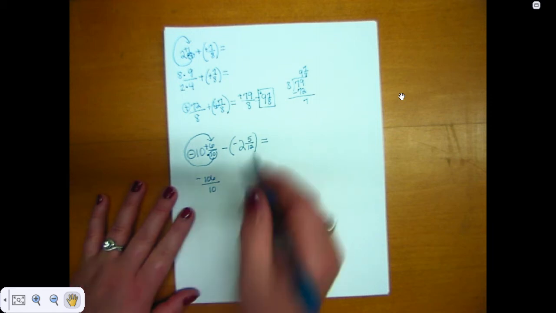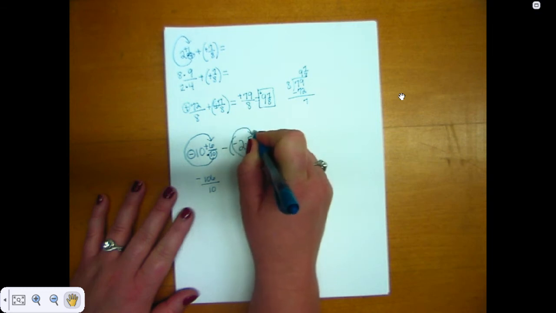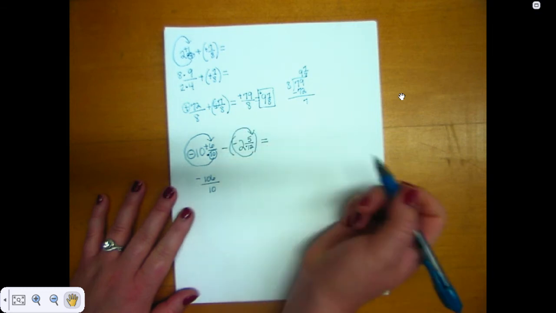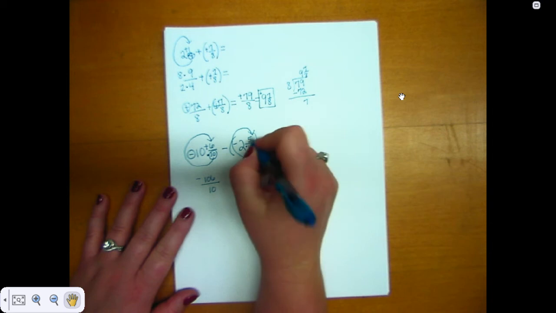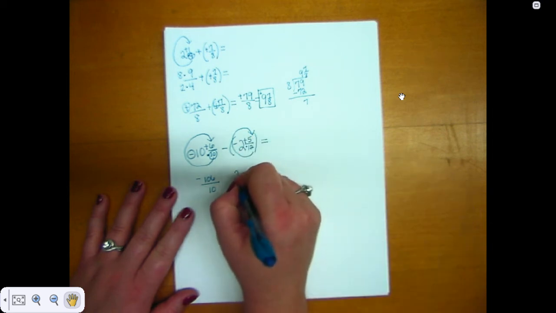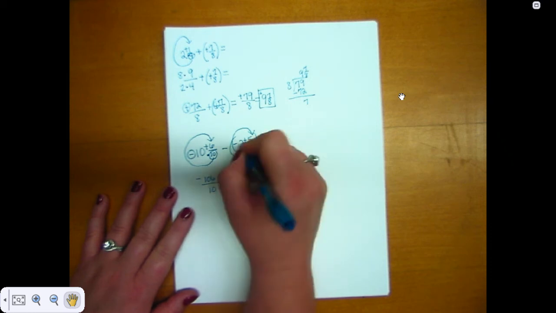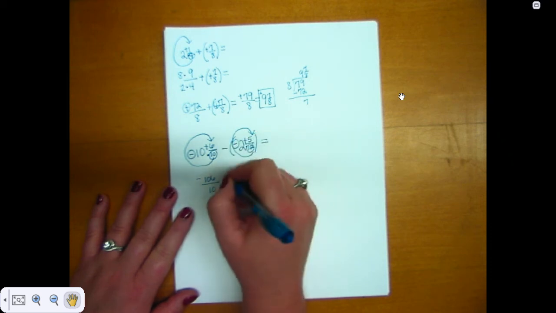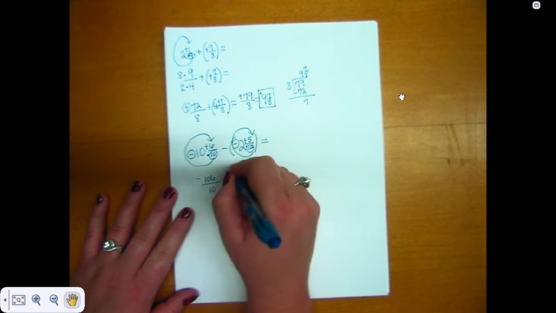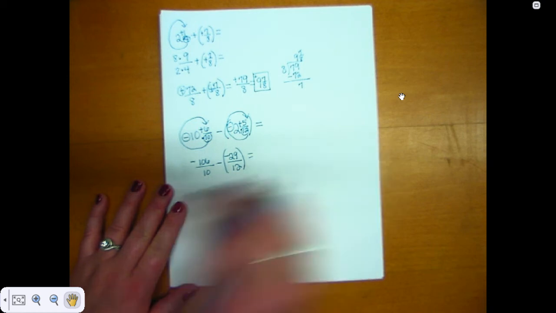Now I need to convert this. 12 times 2 is 24. 24 plus 5 is 29. Keep the same denominator and keep your sign. And then go ahead and bring the rest down. So now I have a problem that looks more like what we've been doing.